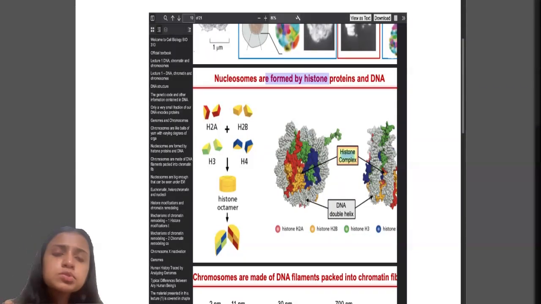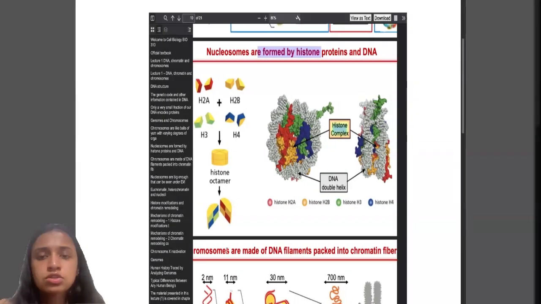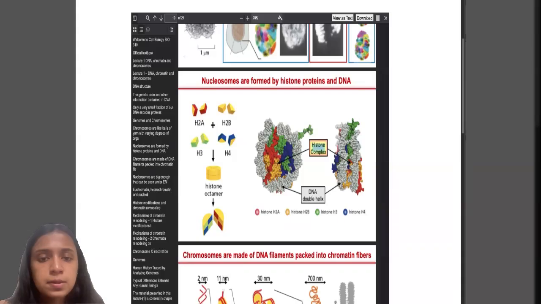Nucleosomes are formed by histone proteins and DNA. So you have H2A, H2B here, H3, H4, that's making a histone octamer, and then that's being broken down. So these are the two histone complexes, and then you have the DNA double helix. As you can see, there's a lot of different colors of histones. They're all different types. They're all making one complex. So essentially, nucleosomes are made of histone proteins and DNA.